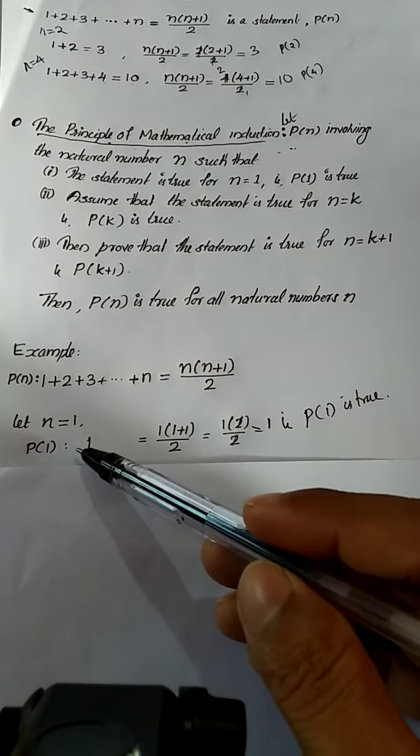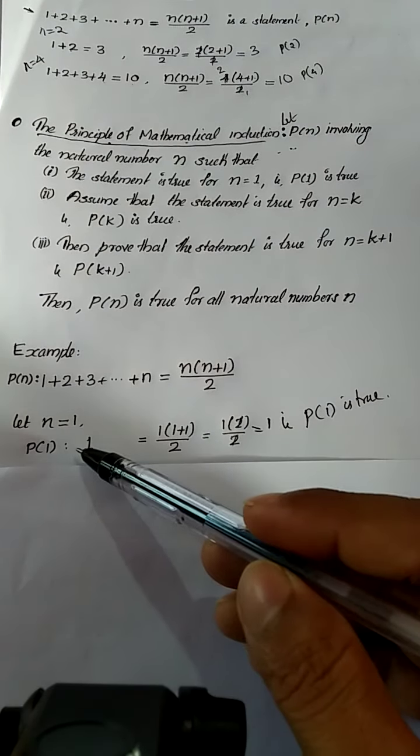So now what is the second step? Just assume that the statement is true for n equal to k. That is, assume that P of k is true. So what is P of k? Let n equal to k. That is P of k: 1 plus 2 plus 3 plus etc. plus k is equal to k into k plus 1 divided by 2. We are assuming this is true.